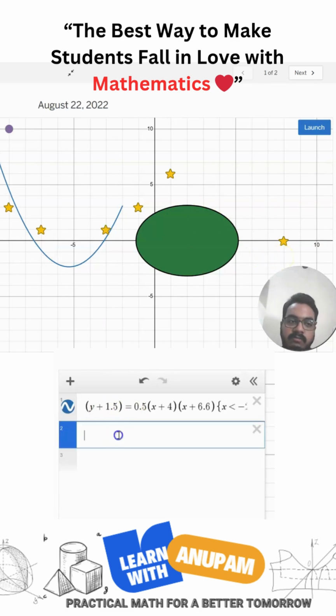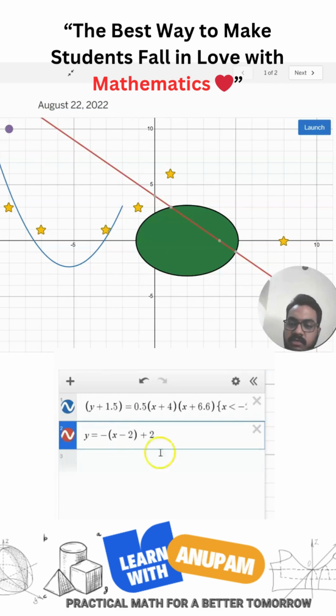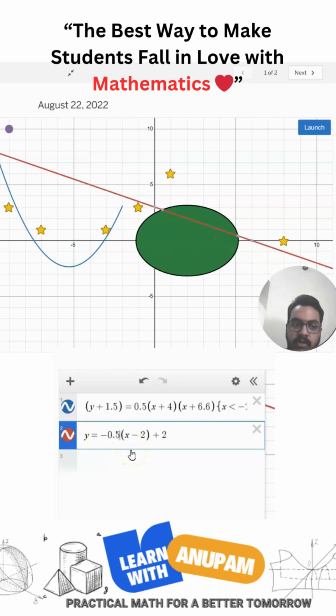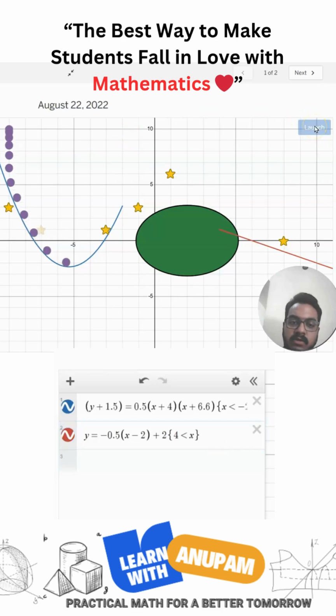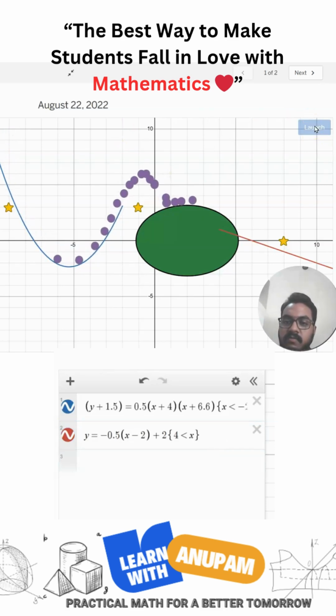Obviously it is going to have a negative slope, so let us take a line. Let us write y equals minus x minus 2 plus 2. Let us take, correct? It will not serve our purpose. We need some modification. Multiplied with 0.5, and we need to restrict the value of x in this case as well. So I will restrict that x is just greater than 4. Now if I click on launch, this time we are able to collect 4 stars. We are just remaining with 2 stars.